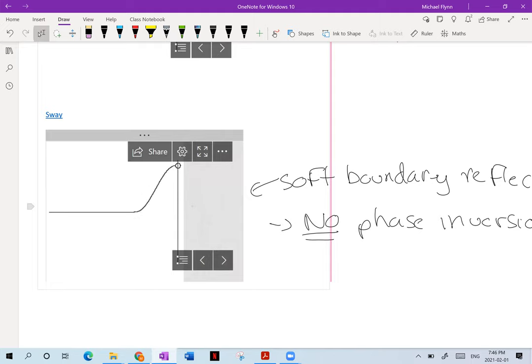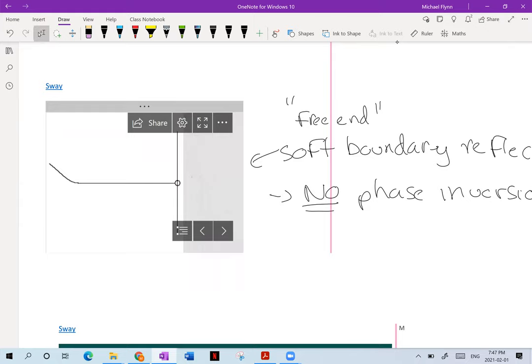Now there is such a thing as a soft boundary, sometimes called free end reflection. You're not hitting a wall exactly. The wave is traveling down the string, but this time the end of the string is free to move up and down, like a loose end. We call it a free end or soft boundary. You can see that that's what it does. You still get a reflection, but this time the phase is not inverted. A crest stays a crest. That is called a soft boundary reflection or a free end reflection.